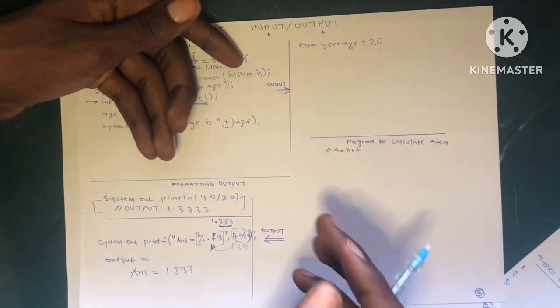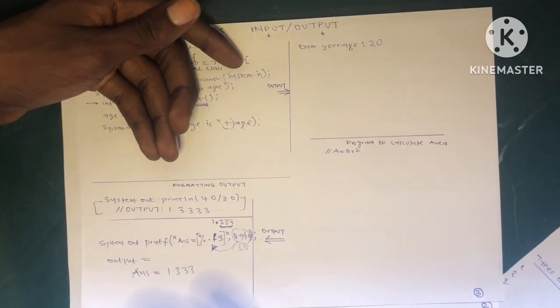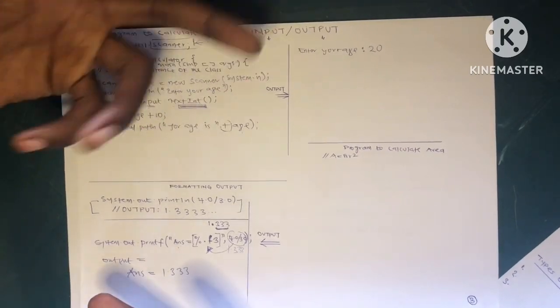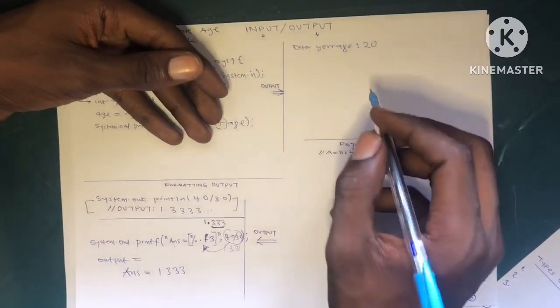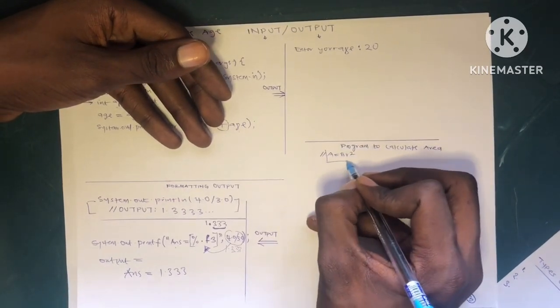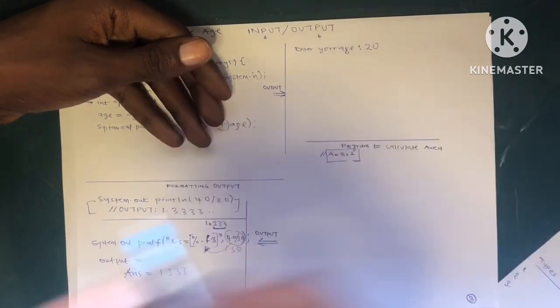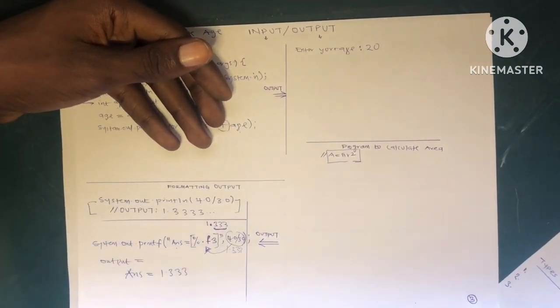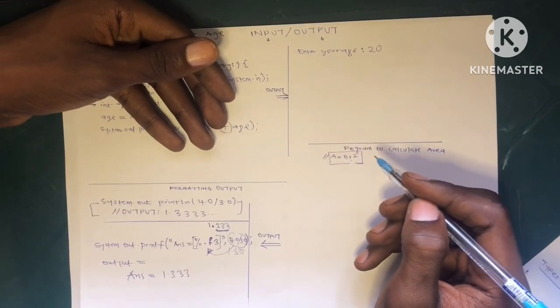Now, let's write a program that will calculate the area. Let's say the area of anything. I just want to create a program that will calculate area. And don't forget, this is the formula for area. Area is equal to pi r square. We are getting to maths and physics. Area is equal to pi r square. Now, let's say given pi and r, we want to calculate area.